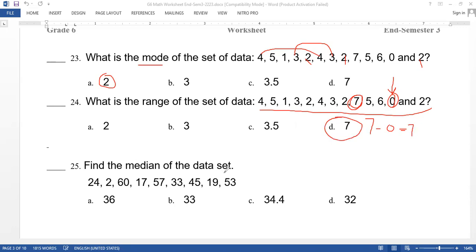Find the median of the data set. Here, how many values do we have? 1, 2, 3, 4, 5, 6, 7, 8, 9. Guys, when you find the median, if the set of values is an even number and you find two values in the middle, you need to add them and divide by 2. So number 25, we're going to skip it because it's the same as 22. You need to find the median.